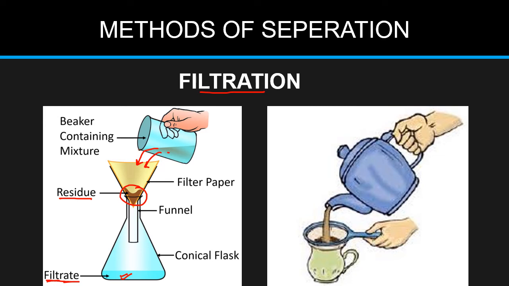We also use the filtration method to strain tea. There the strainer works as a filter on which particles of tea are obtained, while the liquid is collected in the cup.